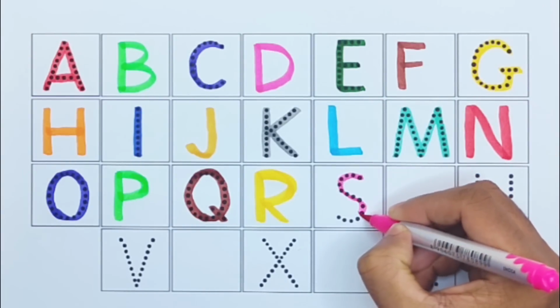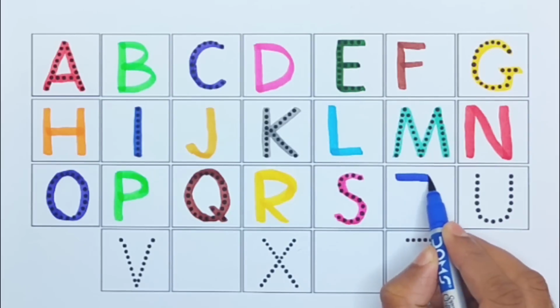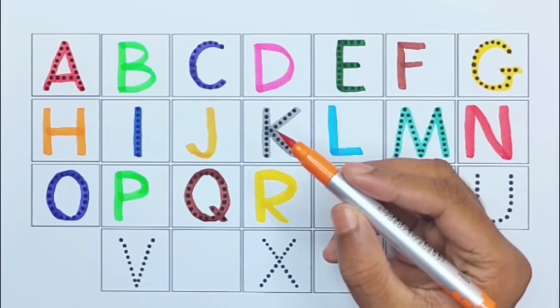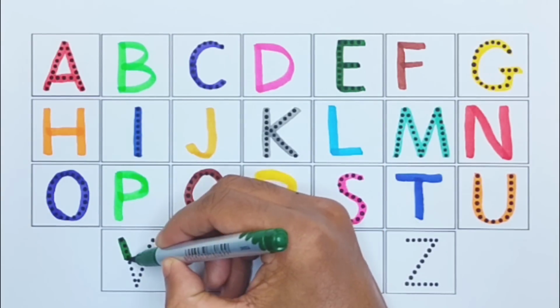S for star. Blue color. T for train. Orange color. U for umbrella. Green color.